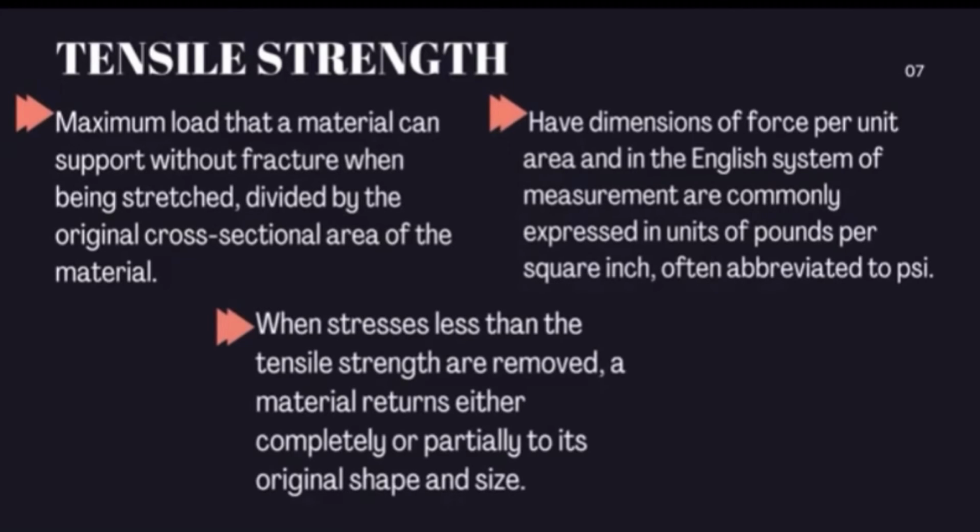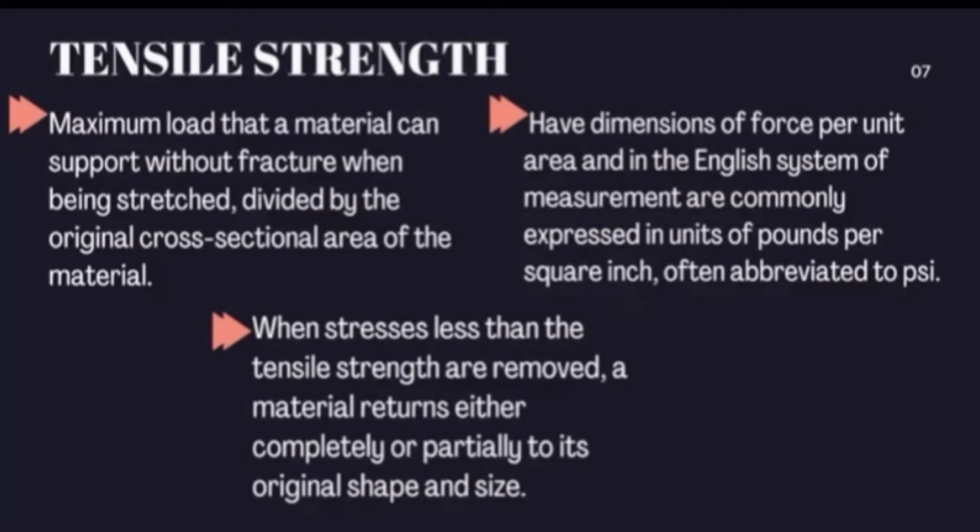Tensile strength is the maximum load that a material can support without fracture when being stretched, divided by the original cross-sectional area of the material. It has dimensions of force per unit area, and in the English system of measurement is commonly expressed in units of pounds per square inch, often abbreviated to PSI.